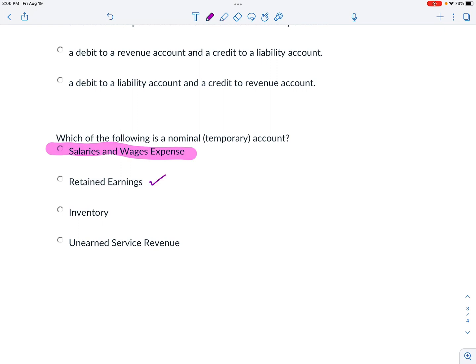The retained earnings stays open. Inventory is an asset account that stays open. And unearned service revenue, that's actually a liability and will also stay open.